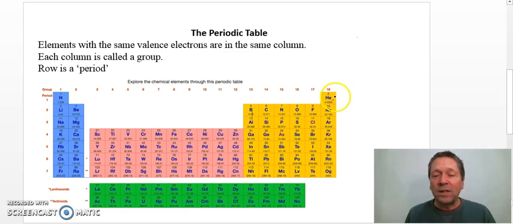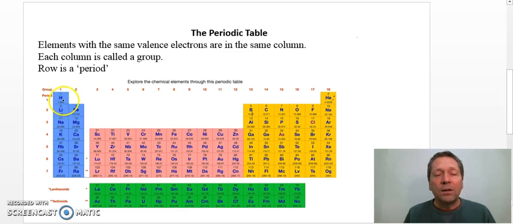So all these elements here in group 18, they're all inert gases. They're all kind of the same. These elements over here, apart from hydrogen, they're all reactive metals. These ones in group 2, they're all fairly reactive metals. So you can see there's some similarities there. That's why we do it like that.